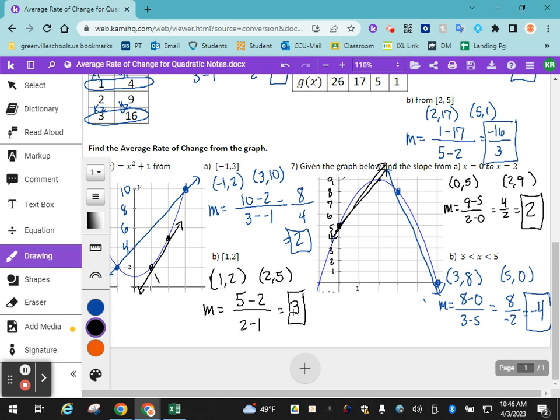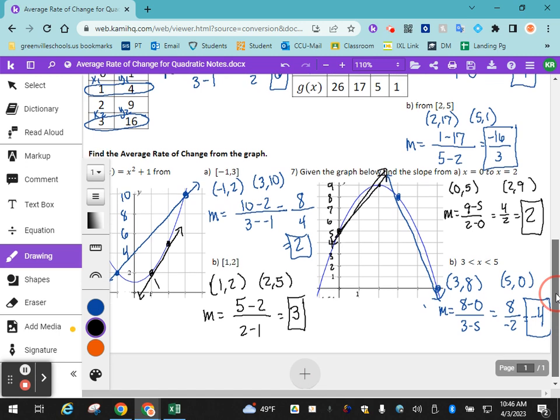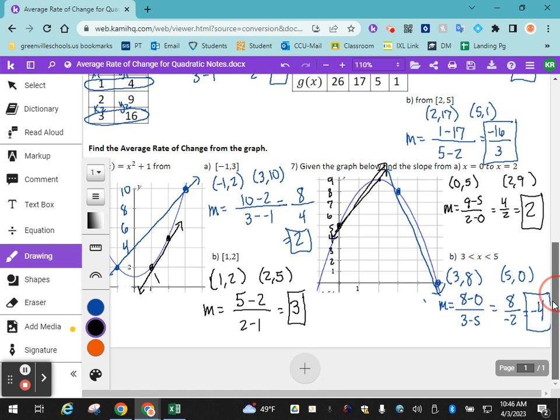Okay, so you know how to do average rate of change. You've done slope all through Algebra 1. It's just now that in a quadratic, they're not always equal.